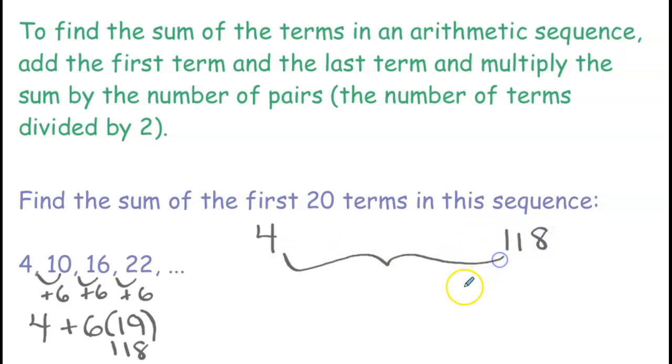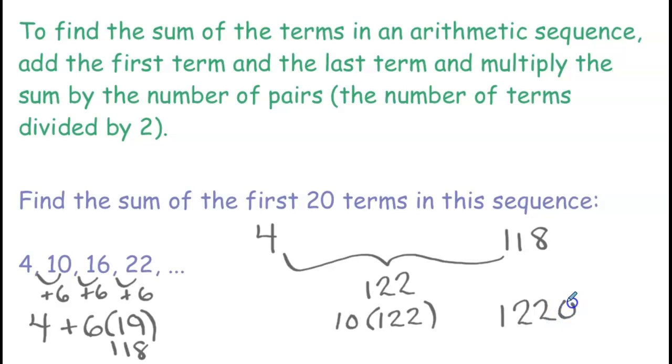So if we add 4 and 118, we're going to get 122. That represents the sum of each pair of numbers in this sequence. Because there are 20 terms, there are 10 pairs. So I can solve this problem by doing 10 times 122 and get that the sum of these 20 terms is going to be 1,220.